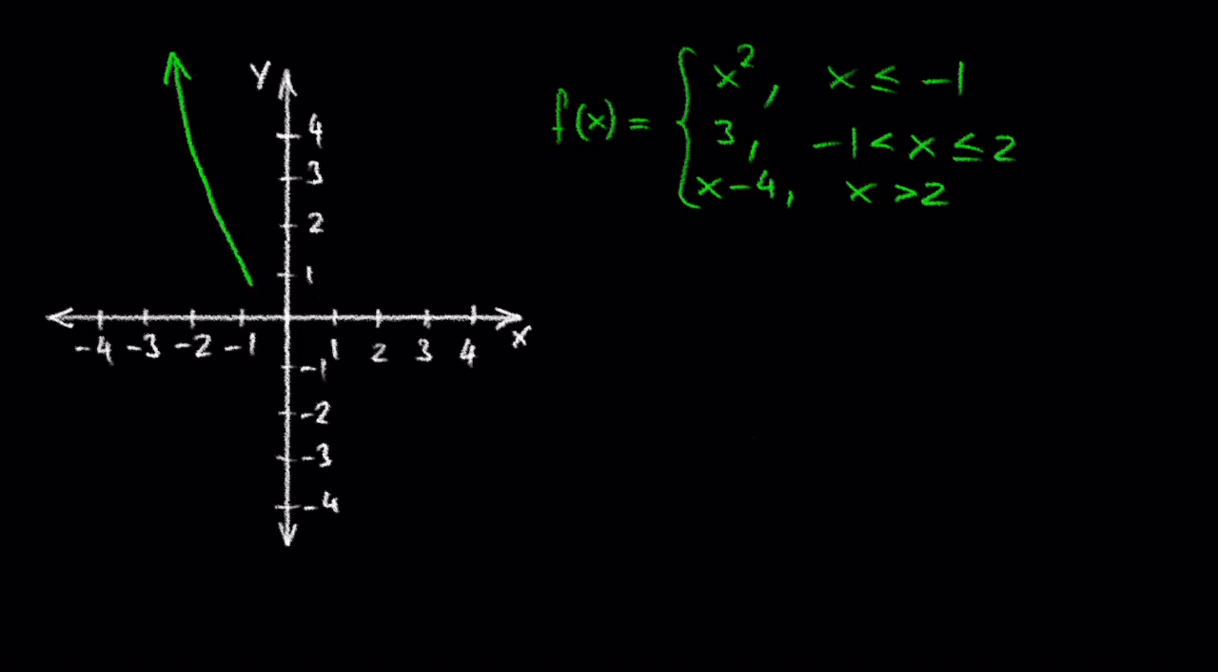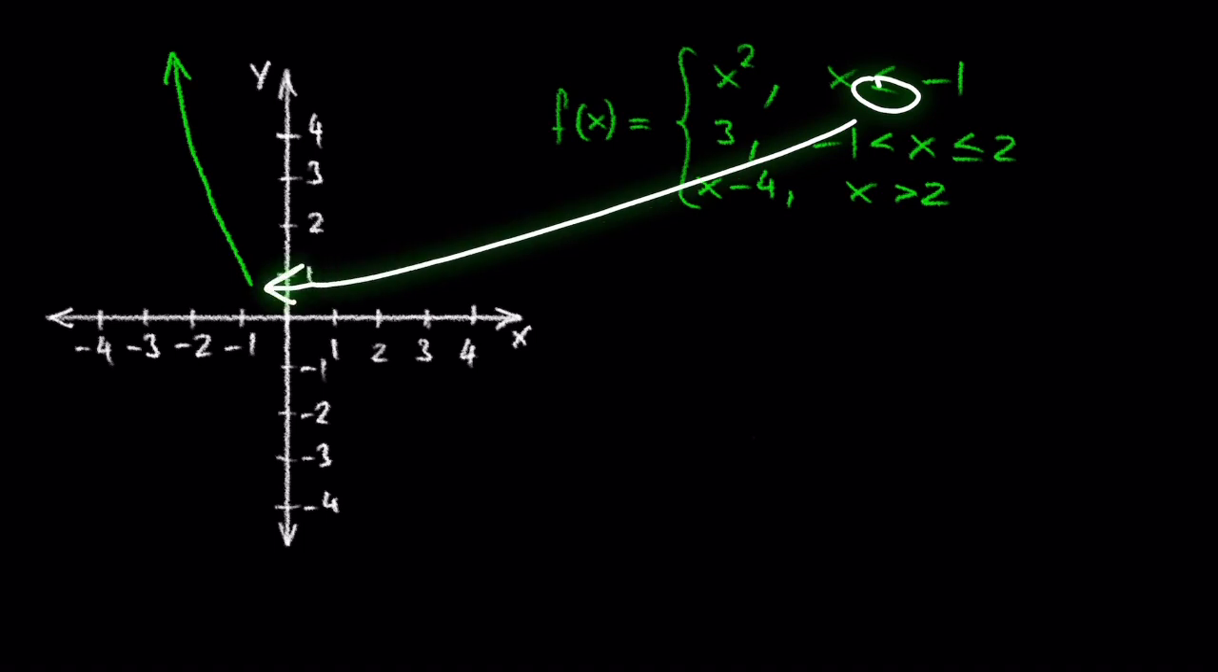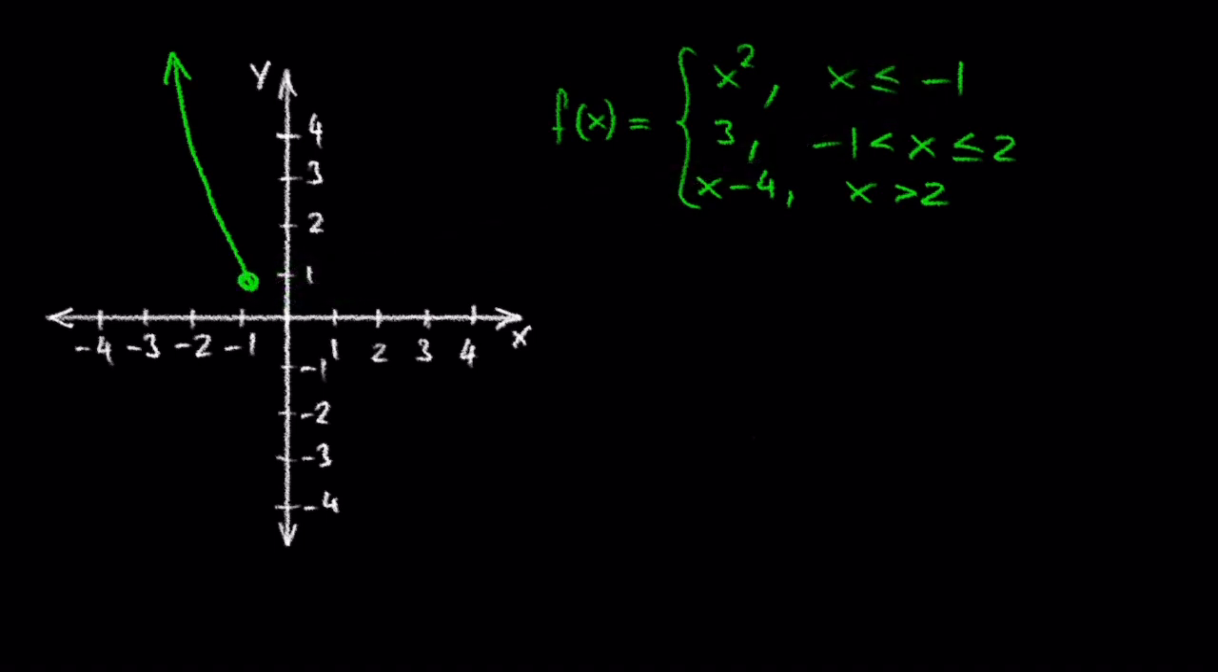Because we have an equal sign here, the -1 is included in the domain, which we show by a closed circle. This part of the parabola goes to -infinity, which we show by an arrowhead here.